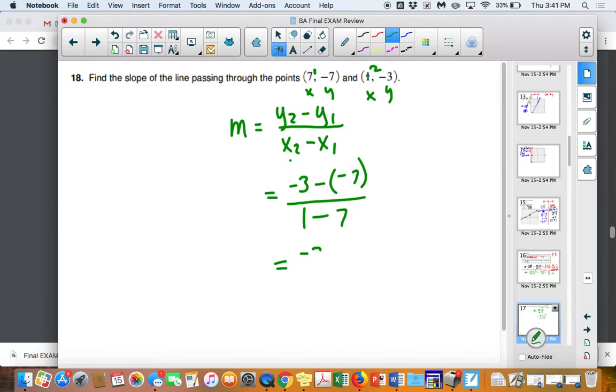Okay, now clean it up. These two negatives, I'm going to make a positive. And so I got 1 minus 7. So that's going to be negative 3 plus 7 is 4. 1 minus 7 is a negative 6.